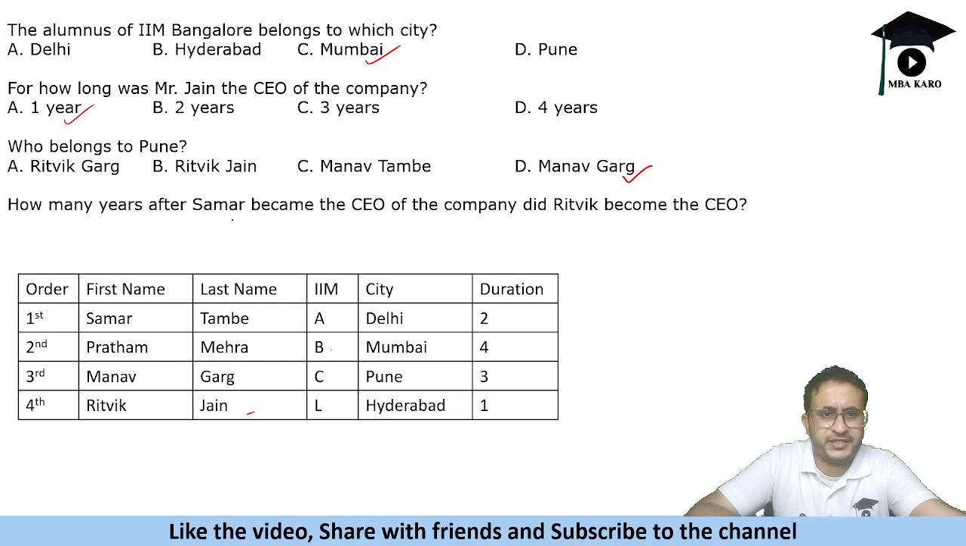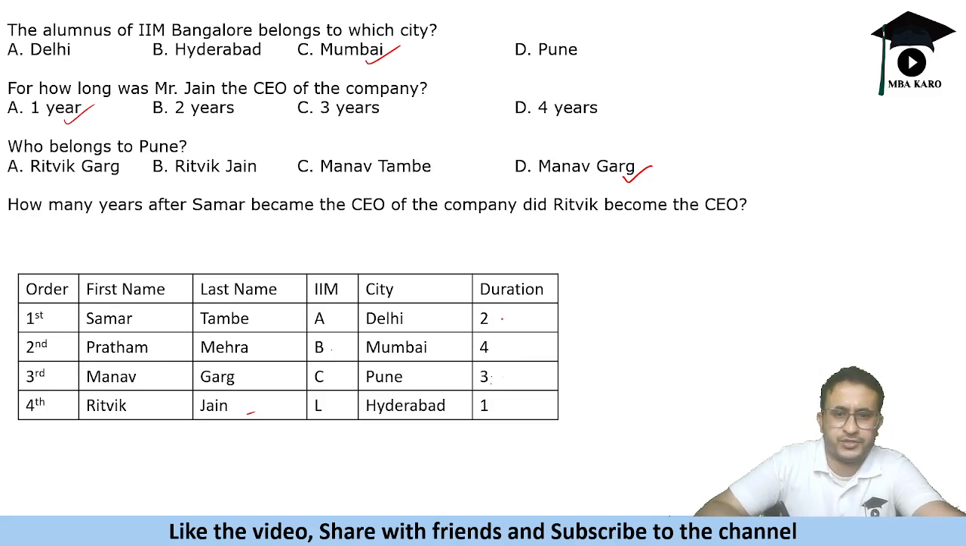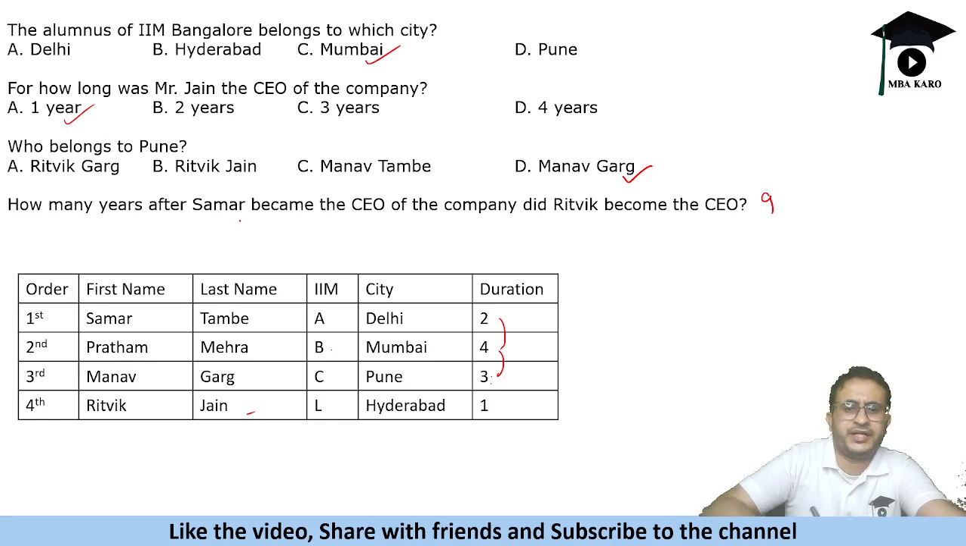For how many years after Samar became the CEO of the company did Ritvik become the CEO? So Samar became in this year. After that, some people can make a mistake. They will do 4 plus 3. No, you will have to take 2 years also because Samar was the CEO for 2 years, then 4 and 3. So total is 9. So let us say Samar became the CEO in 2010.